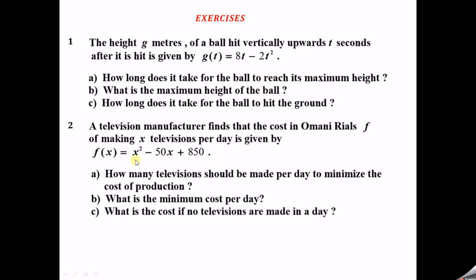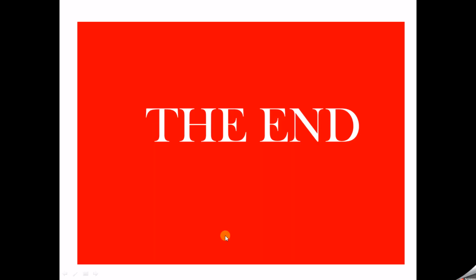Using the vertex and other properties of the parabola, you can answer these questions A, B, C. Similarly, another question here: a television manufacturer finds that the cost in reals of making x televisions is f(x). Here the relation is between x and f(x). x is the number of televisions made and f(x) is the cost of making x televisions. So using this relation, which is a quadratic function, you can again answer these questions A, B, C. So this is the end of this video.